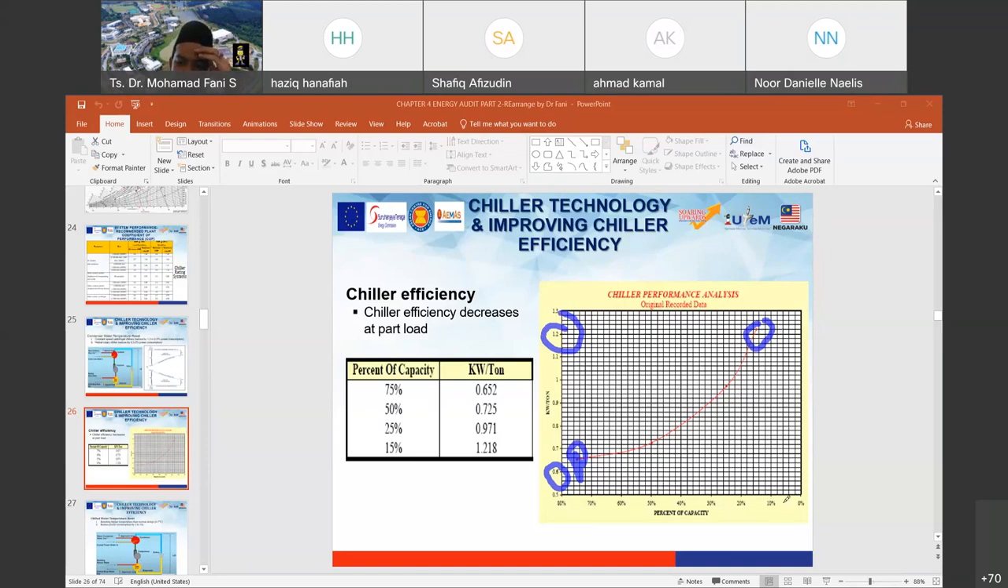That means if you have a lower capacity percentage, you will have a lower COP, lower efficiency. For example, now 15% of the load capacity, that means you have a very low amount of load for the capacity, and it will decrease the chiller efficiency. Okay, the best is to have the percentage of capacity about 75 to 80. Okay, we have a better kilowatt per ton or COP for the chiller operation.